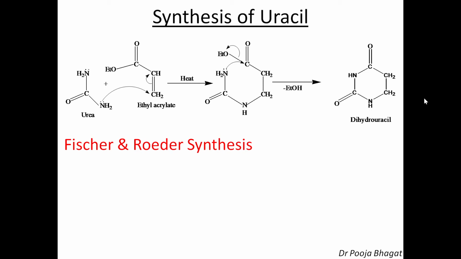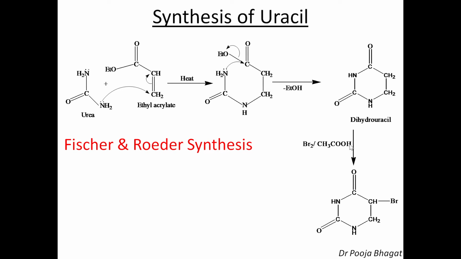Why is it named dihydrouracil? If you can recollect, uracil has a double bond here. Yes, in uracil there is a double bond here, but here there is no double bond. So in place of the double bond, there is addition of two hydrogen atoms, and therefore it is dihydro. The two hydrogen atoms are present at these two carbons, the 5th and 6th carbon. So it is dihydrouracil. Now the next step is bromination in acetic acid.